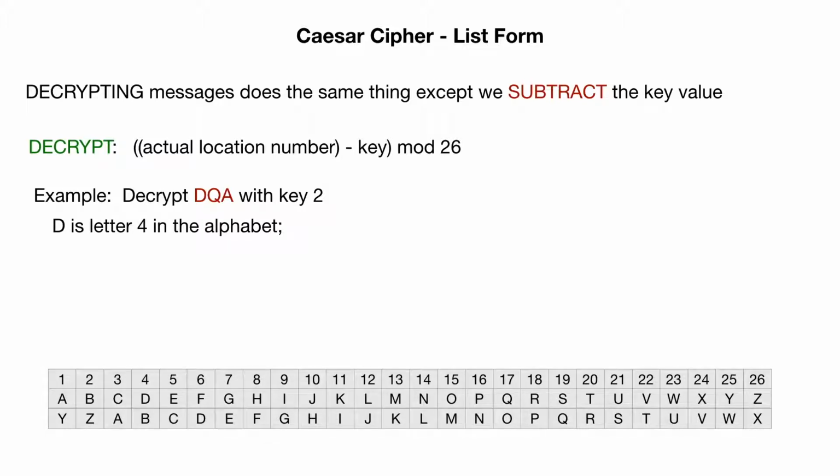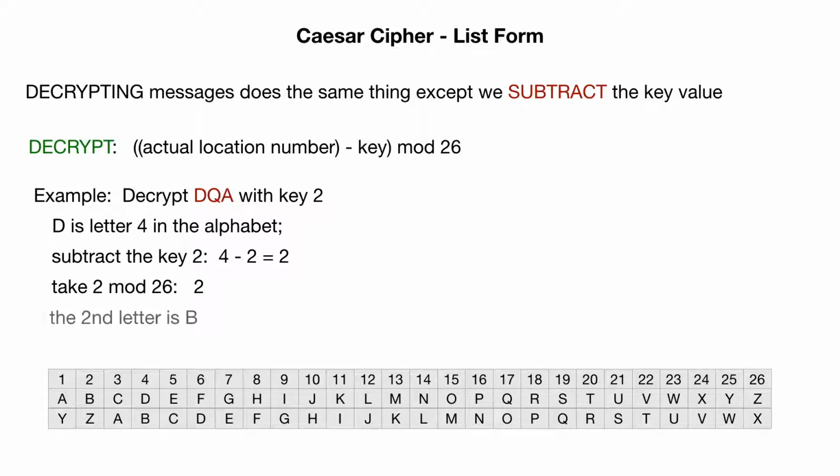D is letter 4 in the alphabet, right? And I'm looking at the top row in my little chart below, 4, right? D is 4. And then you could look below and see it's supposed to go to B. So how is the code going to get there? So I'm going to subtract 2, my key, from the letter number 4. I get 2. And then I'm going to take 2 mod 26. Well, how many 26s are in 2? None of them. So how many left over? 2. So the second letter is B. The second letter in the alphabet is B. So I found my first decrypted letter.